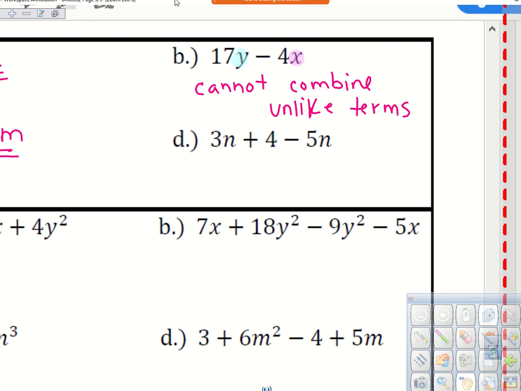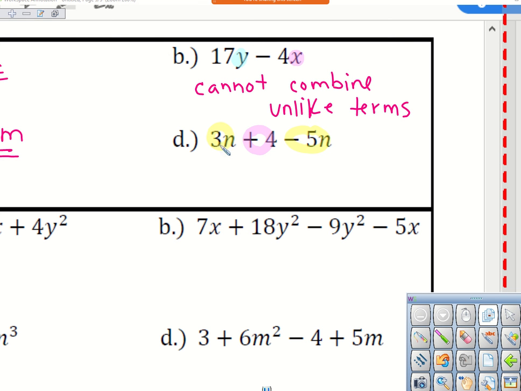Letter D. I have 3 terms, only 2 of them are like terms. 3n and negative 5n are like terms. 4 is not like with the other two, okay? So I can combine my terms in yellow.